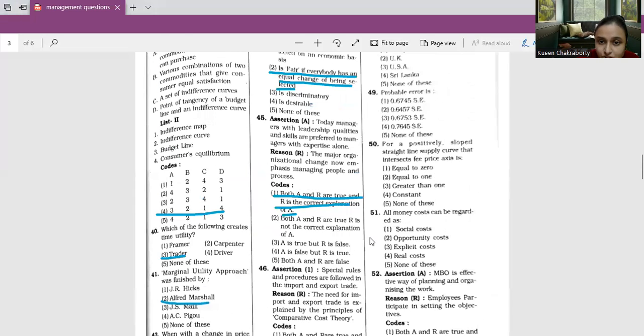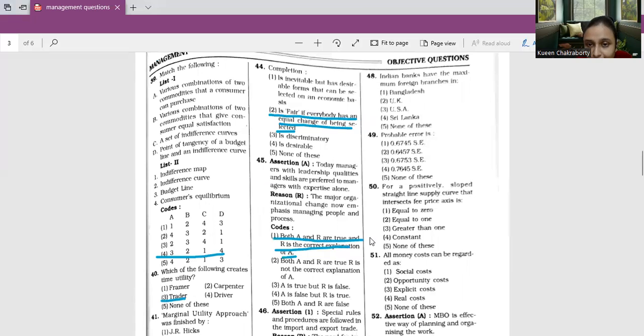Next, moving on to question number 48. Indian banks have the maximum foreign branches in Bangladesh, UK, USA, Sri Lanka, or none of these. Indian banks have maximum branches in the UK. They have branches in other countries also, in Bangladesh, in Sri Lanka, and in many other countries, but the most branches are in the UK, which is the United Kingdom. So the correct answer to question number 48 is option number 2, which is UK, United Kingdom.